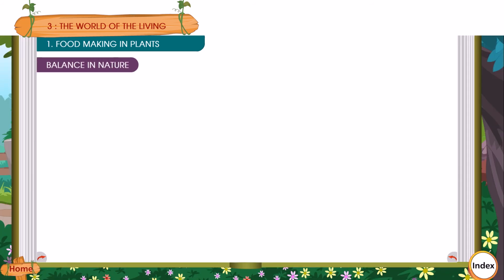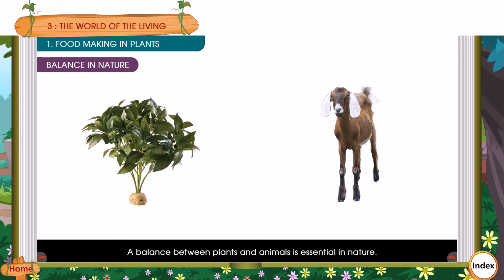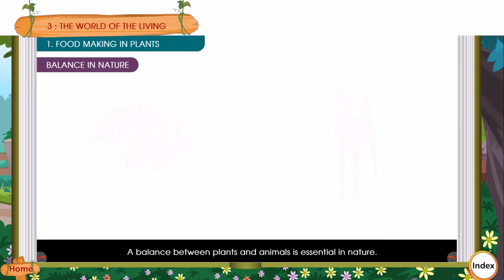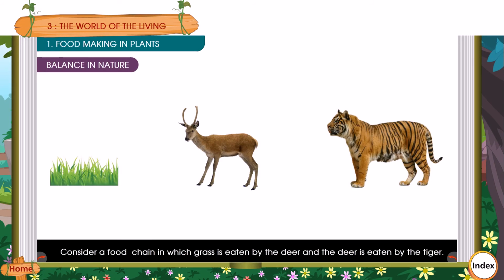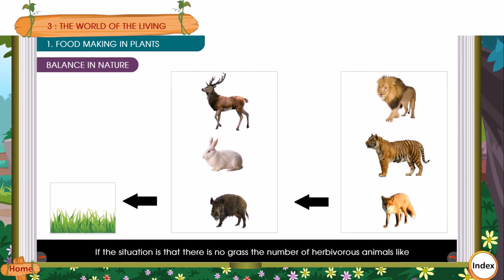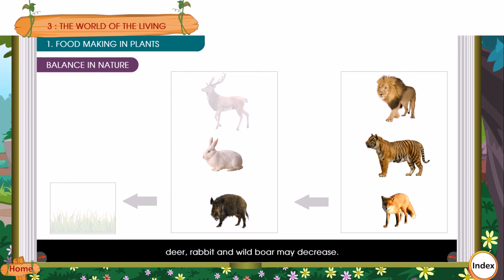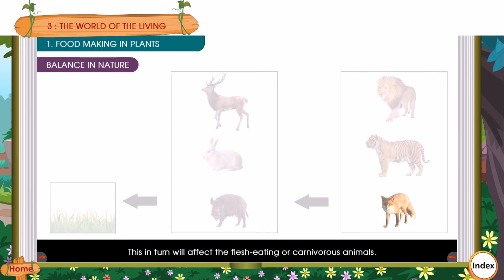Balance in nature. A balance between plants and animals is essential in nature. Consider a food chain in which grass is eaten by the deer and the deer is eaten by the tiger. If there is no grass, the number of herbivorous animals like deer, rabbit, and wild boar may decrease. This in turn will affect the flesh-eating or carnivorous animals.